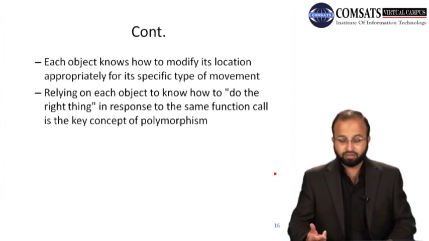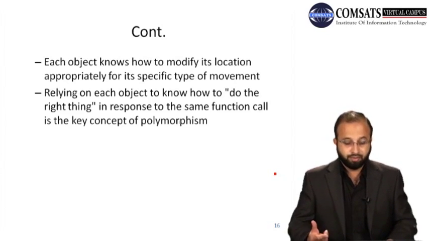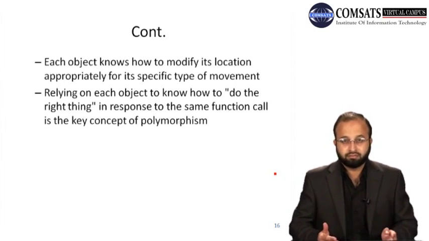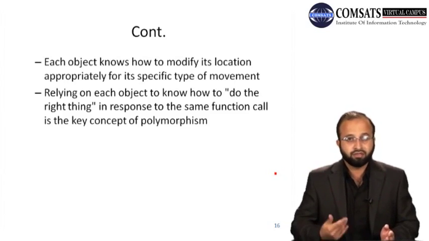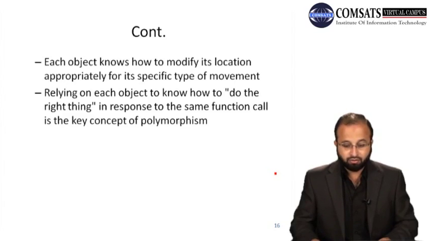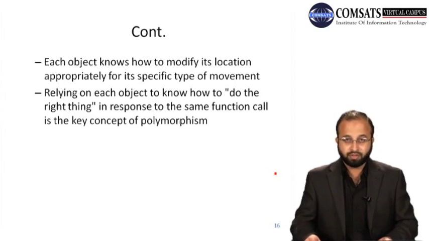सो आपने मूव का फंक्शन कॉल किया या मूव का मैसेज जब भेजेंगे, सेम मैसेज भेजेंगे डिफरेंट क्लास के ऑब्जेक्ट्स को, तो वो अपने तरीके से उस फंक्शन को एग्जीक्यूट करेंगे. फिश विल स्विम, फ्रॉग विल जंप, एंड बर्ड विल फ्लाई, राइट. So each object knows how to modify its location appropriately for its specific type of movement. कि अभी वो करंट लोकेशन पे कहाँ पर है और नेक्स्ट लोकेशन पे वो मूव करके किधर जाएगा. 2 फीट मूव करेगा, 3 फीट मूव करेगा, फॉर एग्जाम्पल.